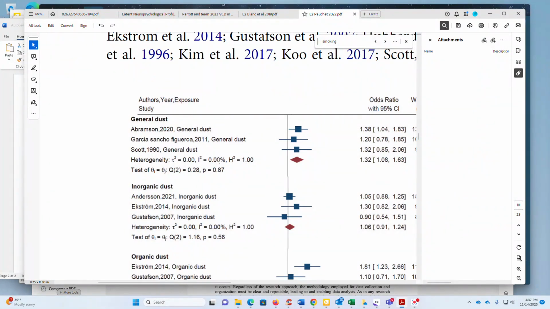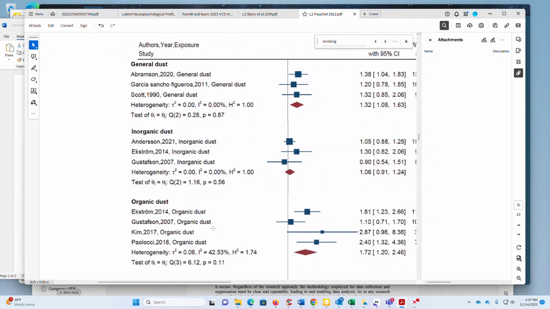in terms of design, in terms of execution, etc. And ideally, we want very low. This one has 0%. It doesn't really have 0%. It's never 0. It just means, in this case, very wide confidence intervals on that, and so it comes out as 0. More typically, you'll see something like what you see with organic dust, 42.5% as my I squared.